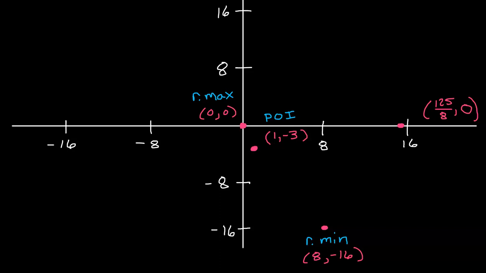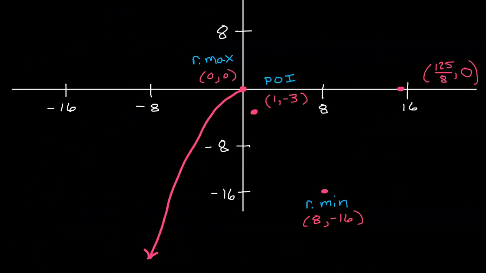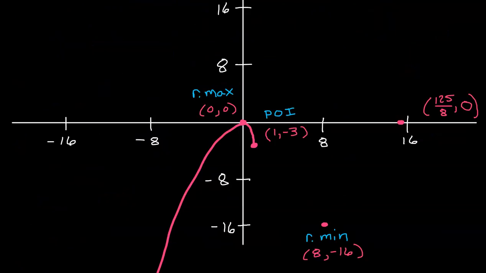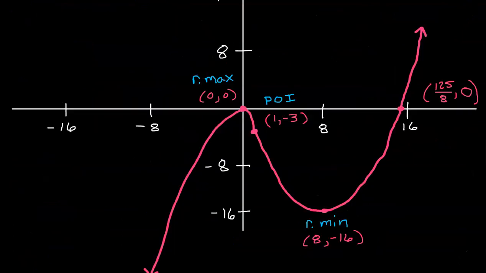Now let's look back at our chart and see where the function should be increasing and decreasing and concave up and concave down. From negative infinity to 0, the function should be increasing while concave down. That would look something like this. From 0 to 1, the function should be decreasing while concave down. This will be a little bit tough to draw. That should look a little like this, decreasing while concave down. For the rest of the graph, the function is decreasing down to the relative min and then increasing. And of course, it was concave up the whole time that it did that last stretch.